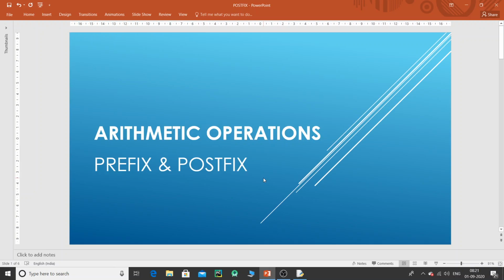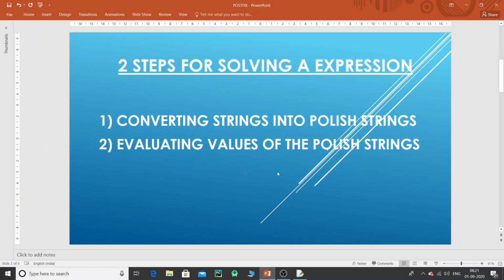These are called polish strings. Polish strings means we first convert a string of expression, we do the polishing of it, so that the evaluation of the expression will be easy for us. So let us move to the next slide, and that is two steps for solving an expression.